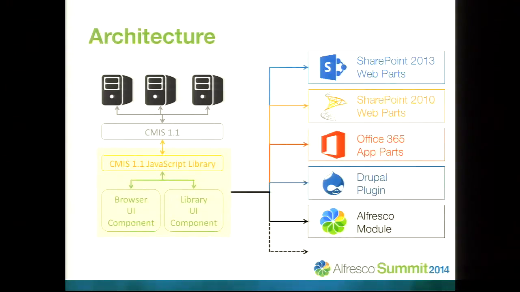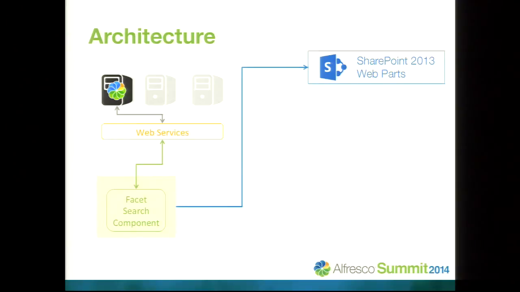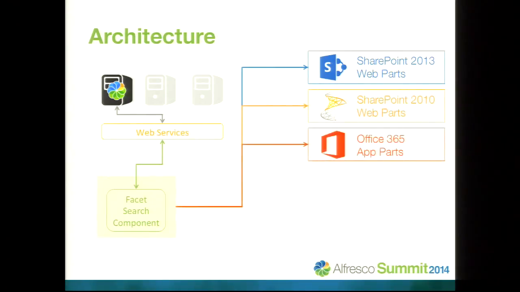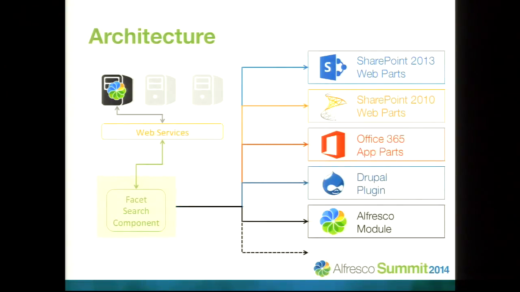Today we just did the first one. For the filtered search, we are connected only to Alfresco. We developed some web services that you need to install in your Alfresco instance. Following the same process, we developed a faceted search component, or filtered search component. And we just repackage this UI component in different containers: SharePoint 2013 again, SharePoint 2010, AppParts, Drupal, and Alfresco.